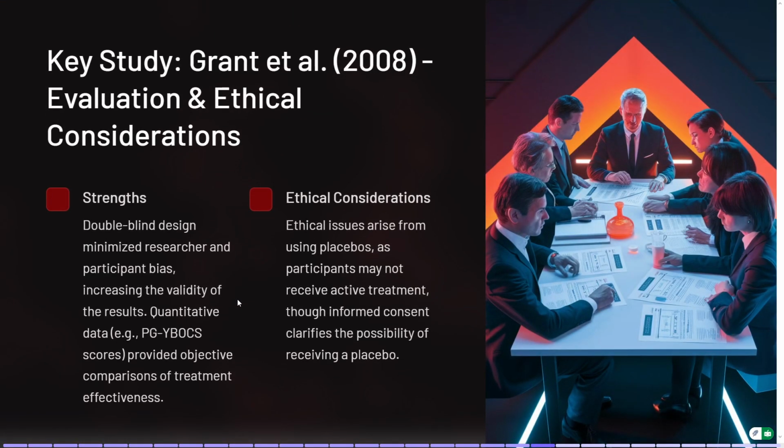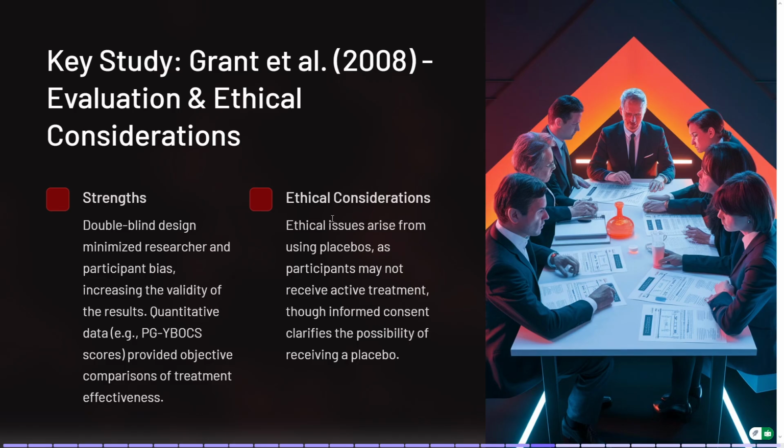Now, evaluation of the study by Grant et al. The strength: they used a double-blind design, which is good, minimizing researcher bias. The researcher does not know who took the opiate or who took the different levels of it. This increases the validity of the results. Quantitative data was used to provide an objective comparison of the treatment and its effectiveness.